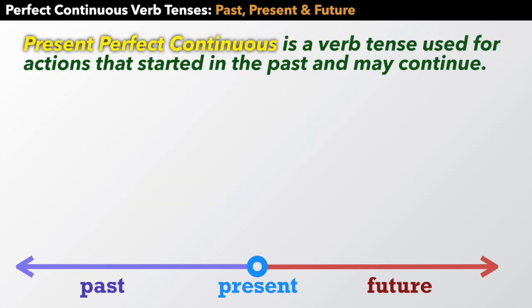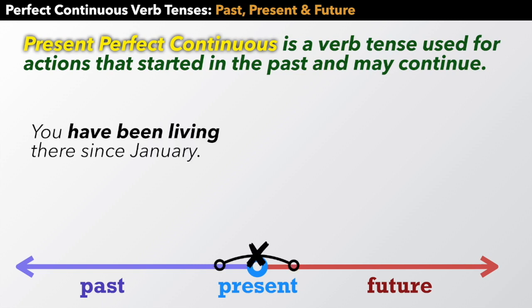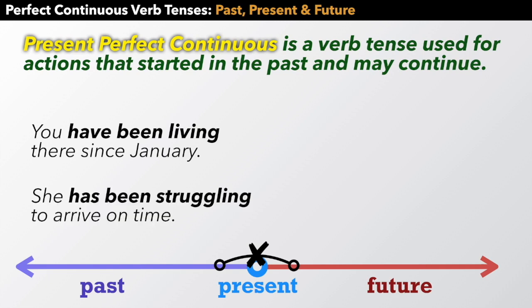And finally, present perfect continuous is a verb tense used for actions that started in the past and they may continue. You have been living there since January. It's true right now and it might continue. She has been struggling to arrive on time. Maybe she will arrive on time, maybe not in the future.